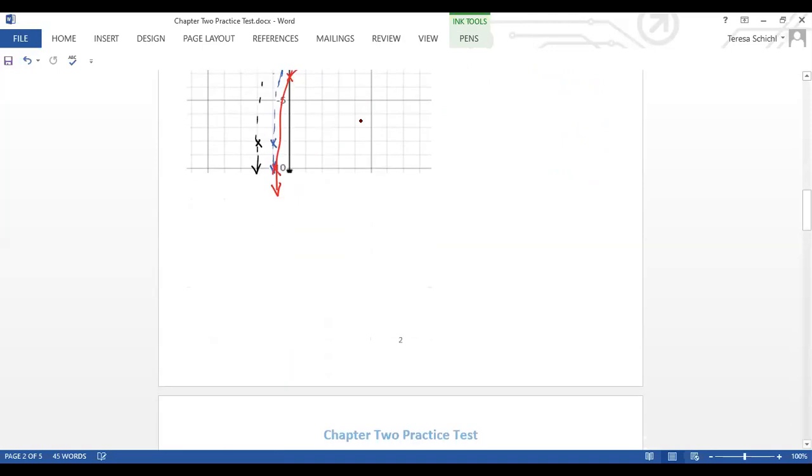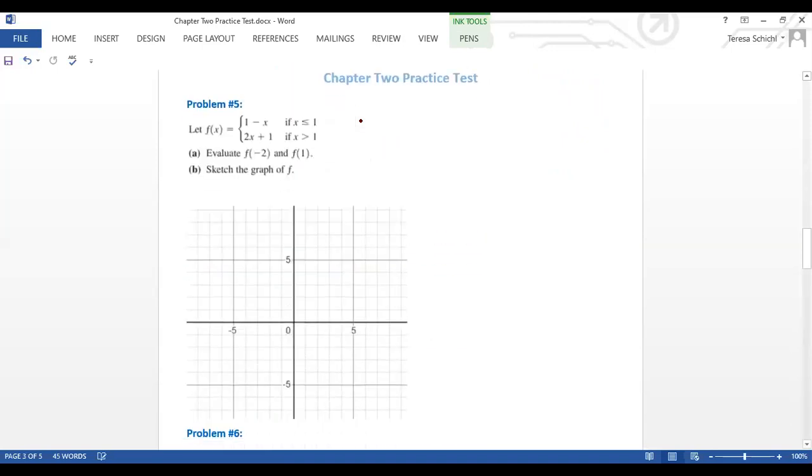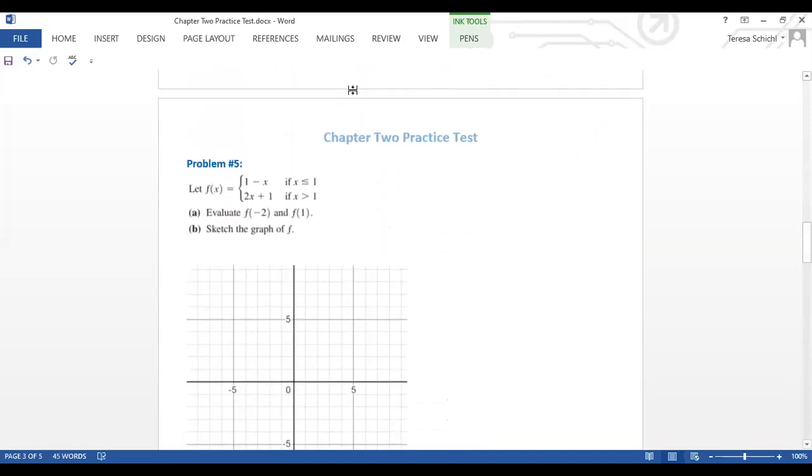All right, so now the next problem here, what is this one trying to test us? The key concept is how to graph piecewise functions, right? So this is trying to test us how to graph piecewise functions. Okay, so before we graph it, the first thing is let's take a look, f of -2.